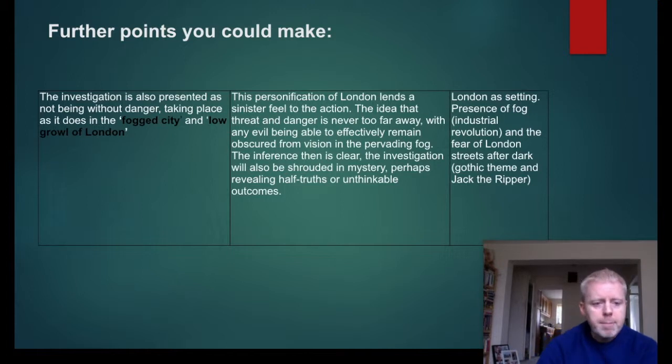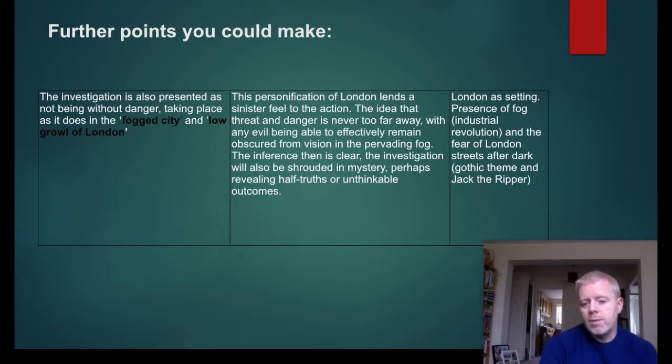Another point you could make, the investigation is also presented as not being without danger, taking place as it does in the "fog city" and "low growl" of London. This personification of London lends a sinister feel to the action. The idea that threat and danger is never too far away, with any evil being able to effectively remain obscured from vision in the pervading fog. The inference then is clear. The investigation will also be shrouded in mystery, perhaps revealing half-truths or unthinkable outcomes.